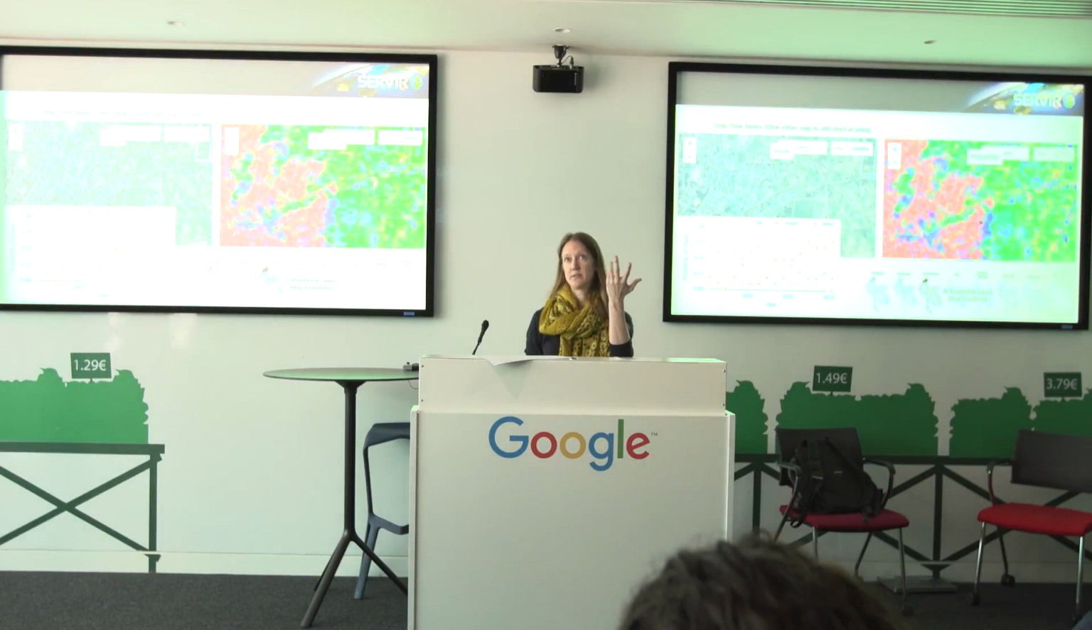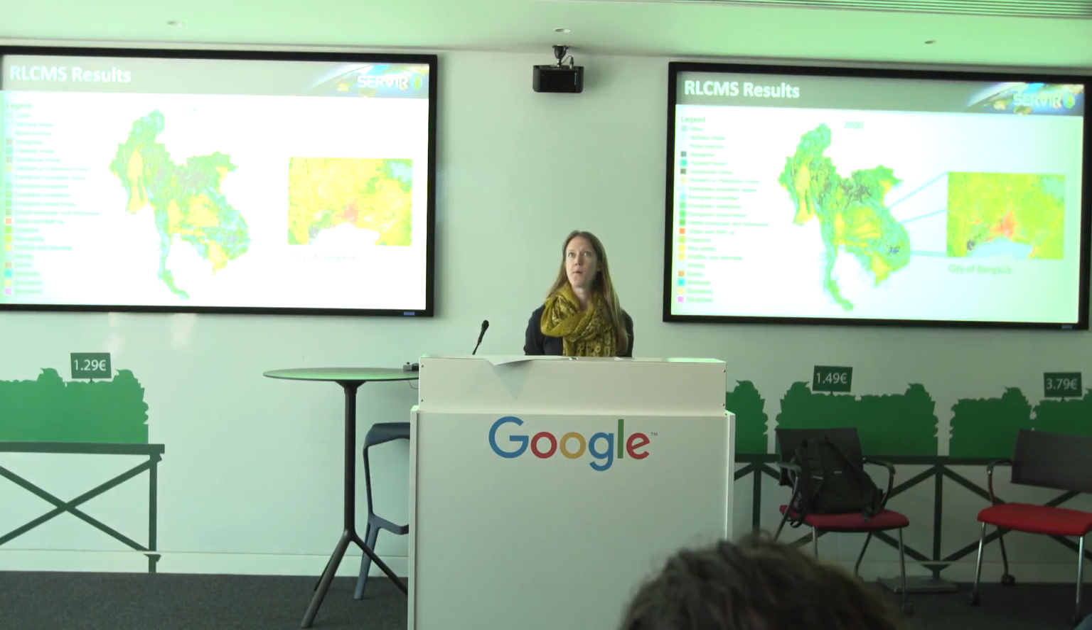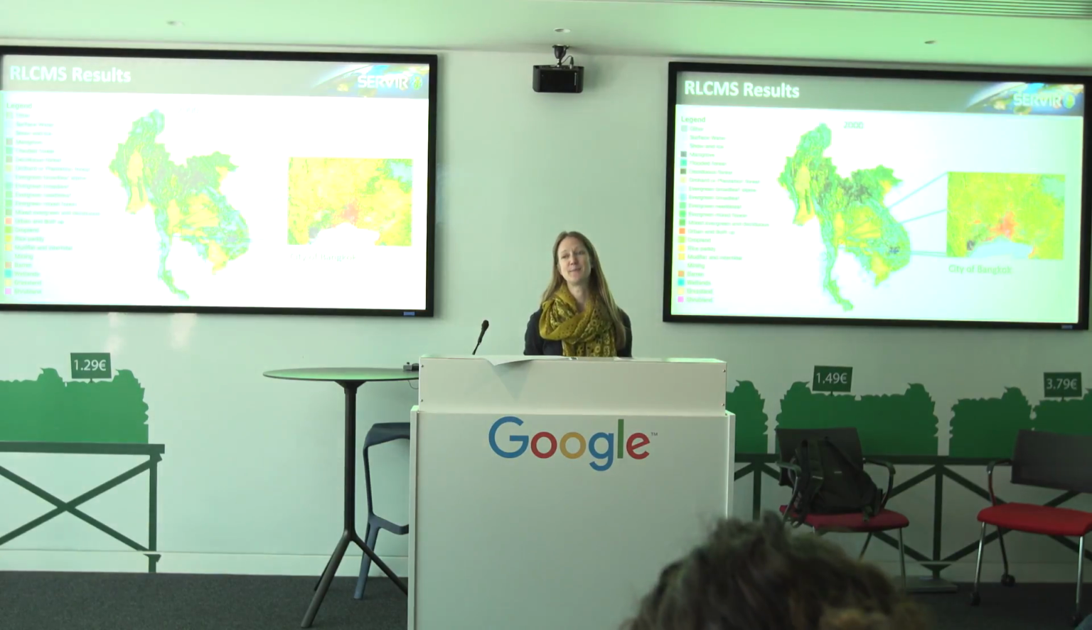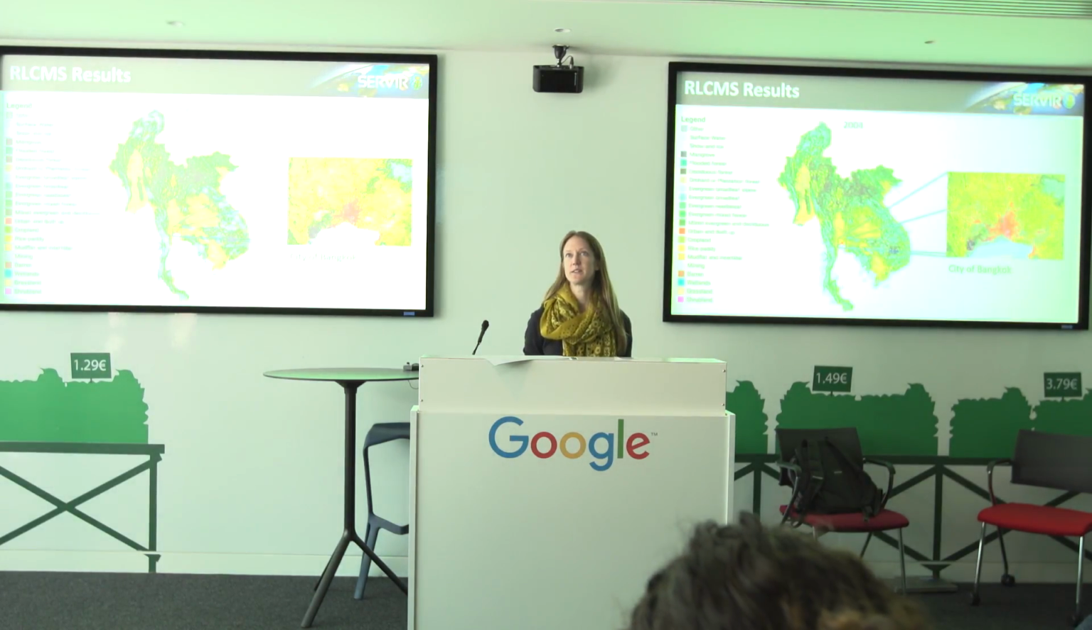So here's an example of just a simple three land cover classification system. This is our version 1 shared regional land cover product, and this is available in the data portal.